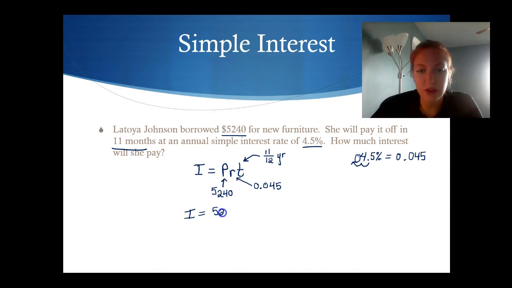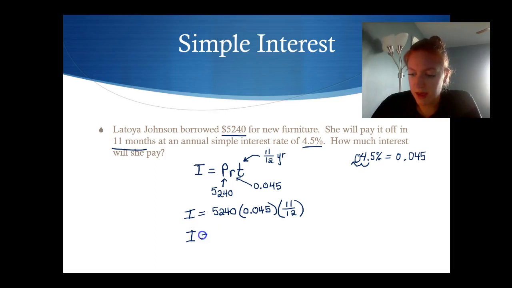So we have 5,240 times 0.045. Be careful about those zeros when you're typing it into the calculator, because it's easy to mess that one up. And then 11/12 of a year. Okay, so just grab our interest. So 5,240 times 0.045. Double check that I typed it in correctly. Times 11 divided by 12. You should get interest equals $216.15. So that would be our interest.